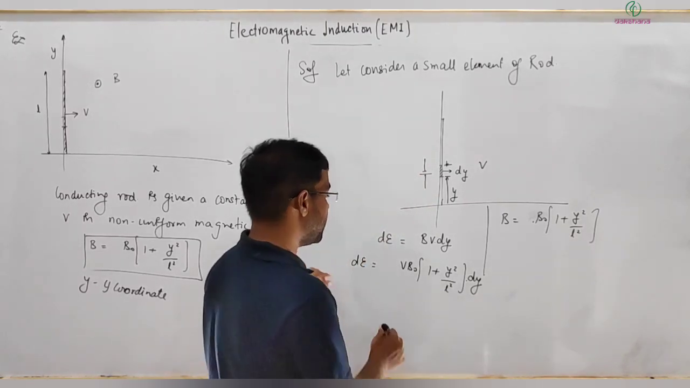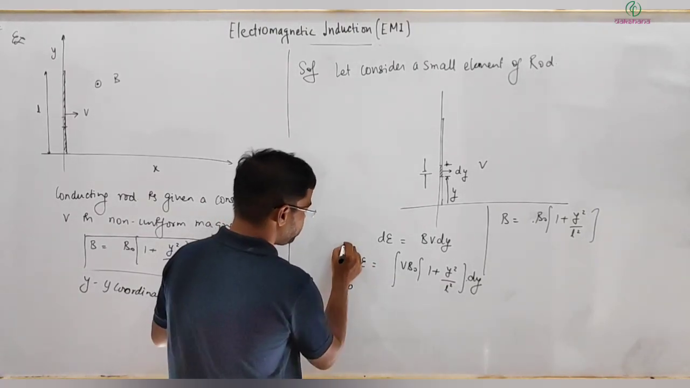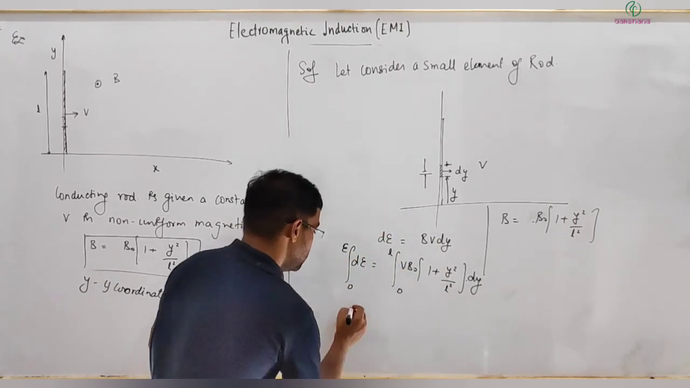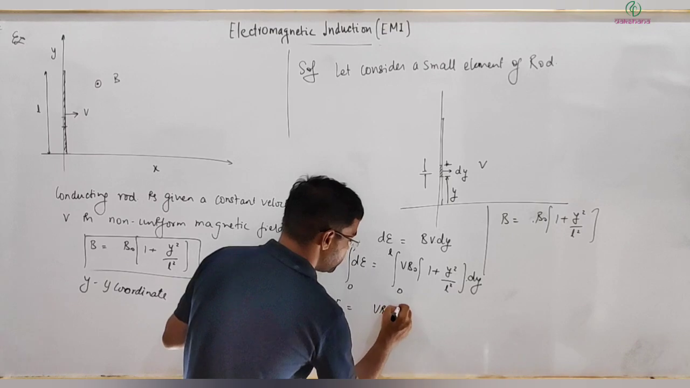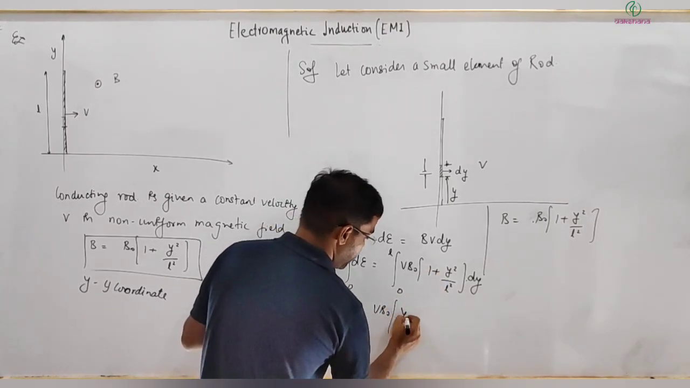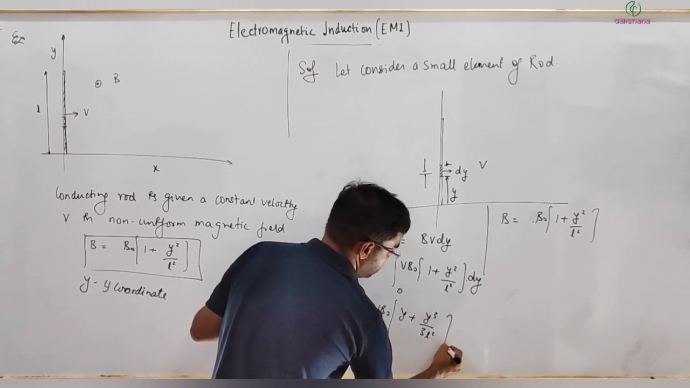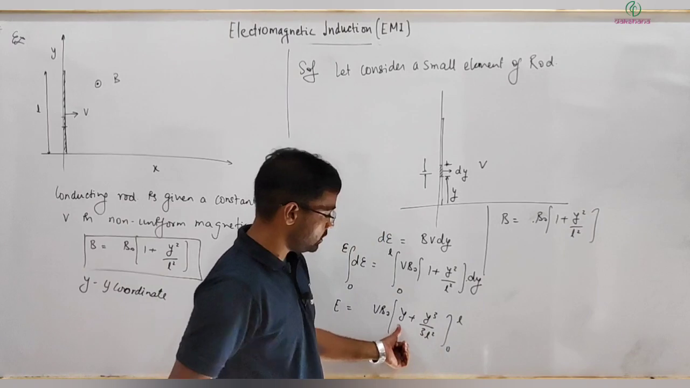This is the EMF. The complete EMF we can simply integrate, from 0 to E, and 0 to L for the length. So the EMF comes out to be V B naught times the integration, which is y plus y cube by 3L square, substituting the limits 0 to L. If I substitute 0, everything will be 0.